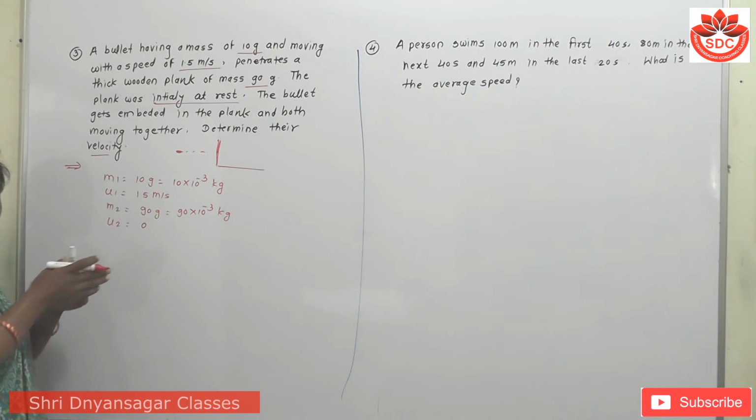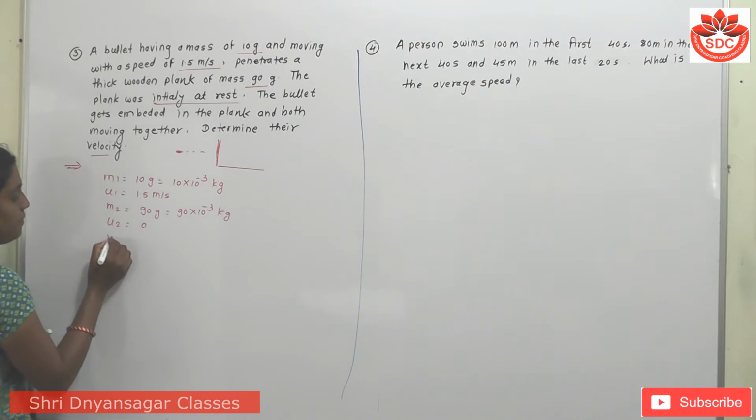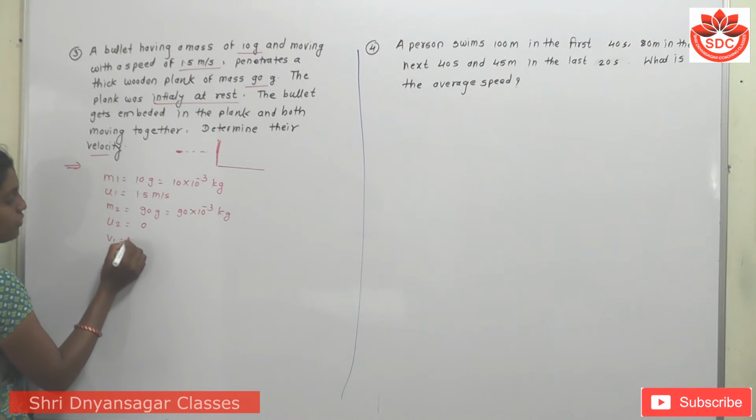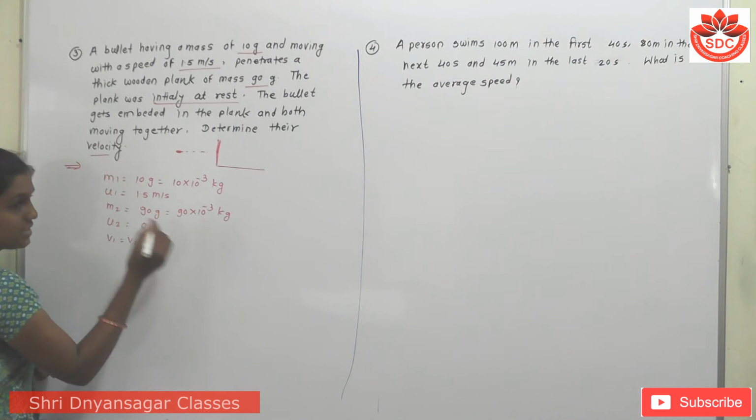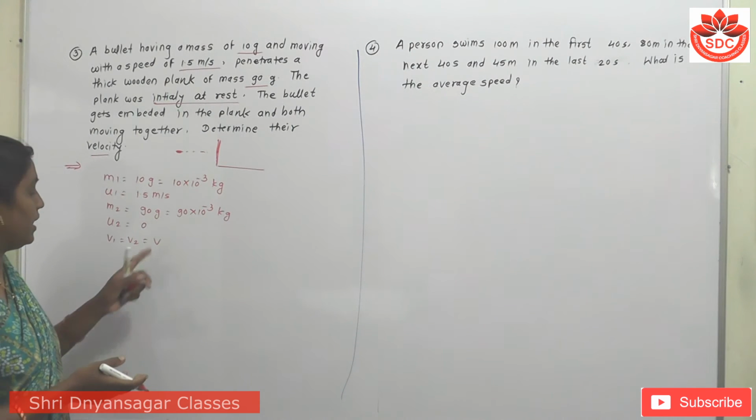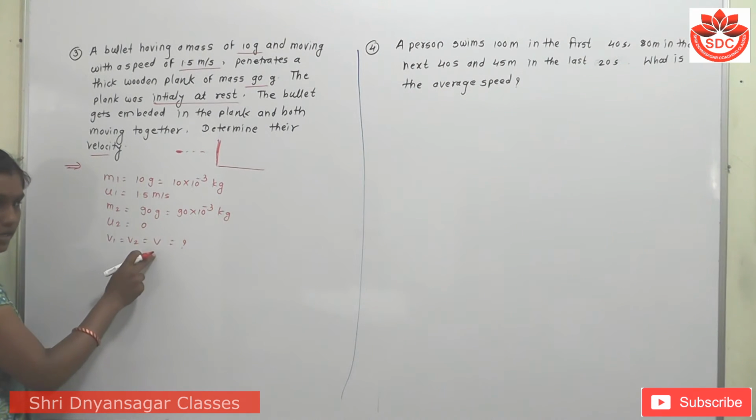Then both are moving with the same speed, which means that after their collision v1 is equal to v2 is equal to v, that is the same, they are moving with the same speed, and that is what we have to find out.